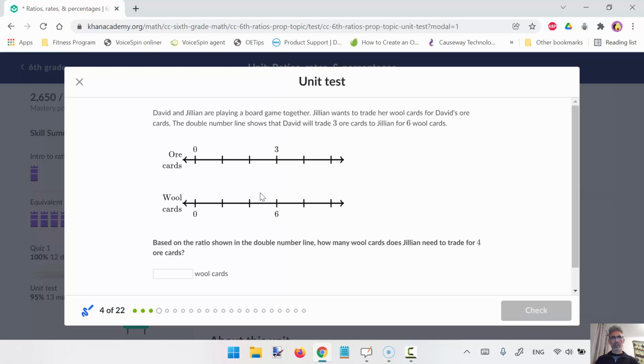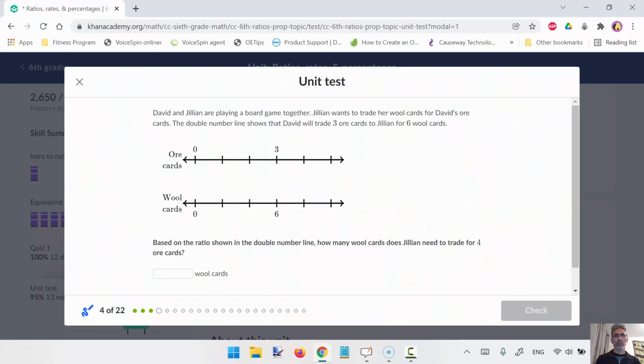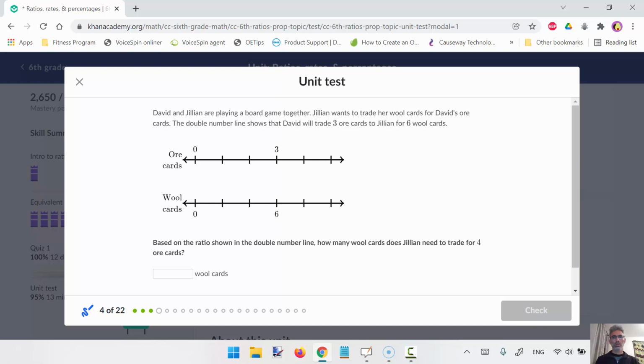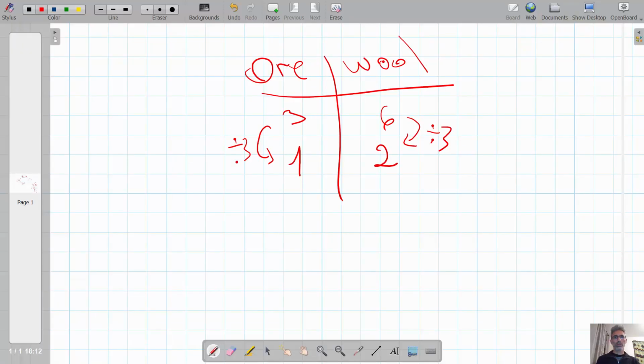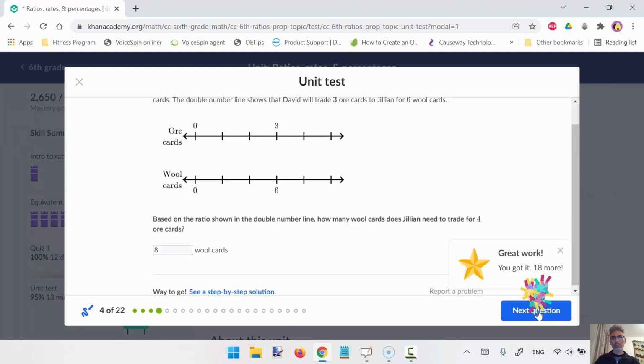Okay, so the ratio is 1 to 2. 1 ore card is traded for 2 wool cards, right? Because if we go from 3 to 1, we divide 3 by 3. 6 divided by 3 is 2. So 4 ore cards is 8 wool cards. Okay.